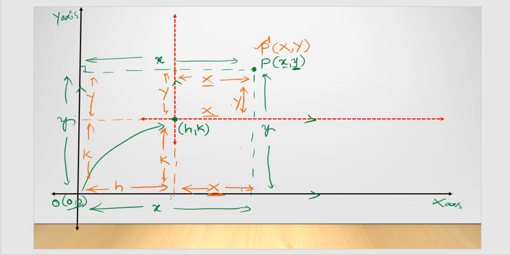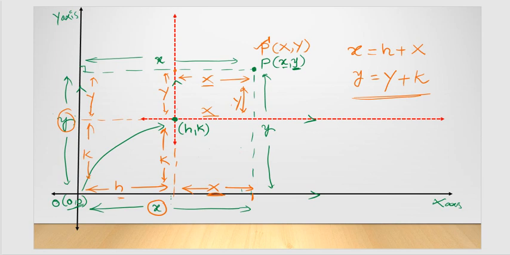From the figure, if you observe, this small x is the combination of these two parts, h and x. So small x is equal to h plus capital X, and at the same time small y is equal to capital Y plus k. These are the things we obtain from this particular figure.